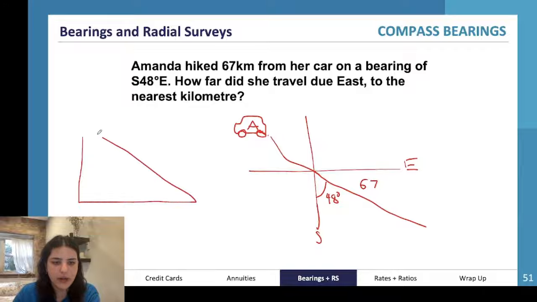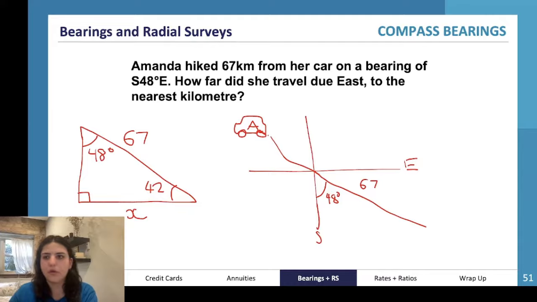What we need to do is draw a triangle. This is 90 degrees. This is 48, and we know that all the angles of a triangle add up to 180 internally. So we do 180 minus 90 minus 48. This other angle is going to be 42. And we know that this is 67 kilometers. So this is the due east line that we're looking for. This is the piece of information that we're searching for.